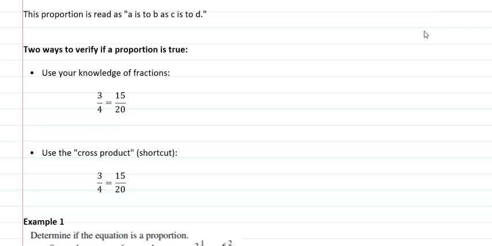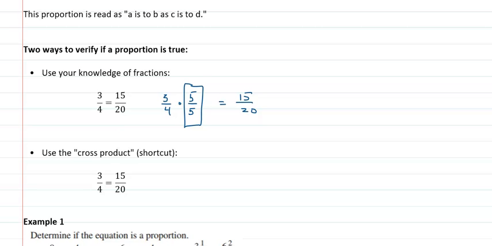So in this case, when I say use your knowledge of fractions, you can say, well, if I have 3/4 and I multiply it times something, will I get 15 over 20? So remember, this something has to be the same thing top and bottom, because to make an equivalent fraction you have to multiply by 1. So if I look at this, I see, well, 3 times 5 is 15 and 4 times 5 is 20. So this is just multiplying by 1, which means this is true. So this is a proportion that is true.